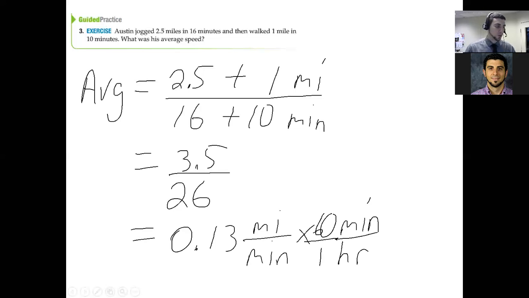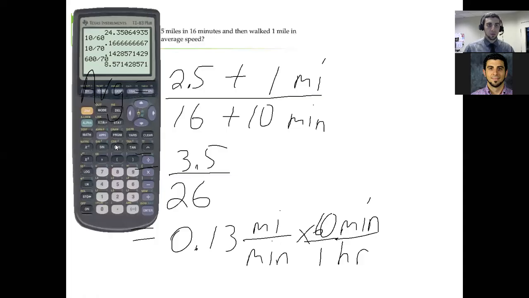But here's what I want to show you also. What we did here, the 0.13 is rounded. Okay, so if I did 3.5 divided by 26, you get 0.34615, and so on. So if you're going to convert it to hours, make sure you use this number and then multiply it by the 60 and get 8.07, then round it. Okay, so about 8.1 miles per hour would be your answer for that one.